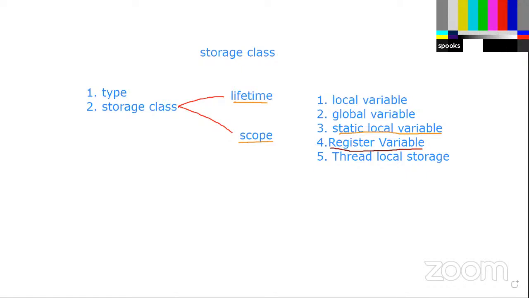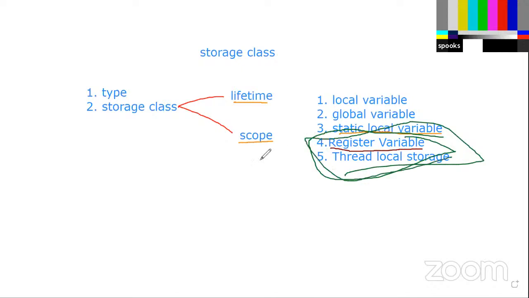When we're talking about the thread local storage, it's a mechanism by which variables are allocated such that there is one instance of the variable per thread. These two are not that important in our case.